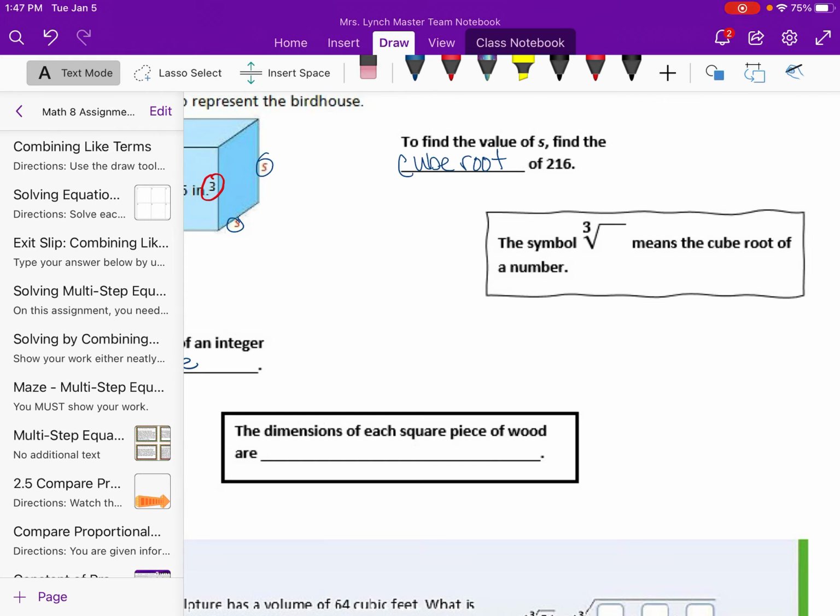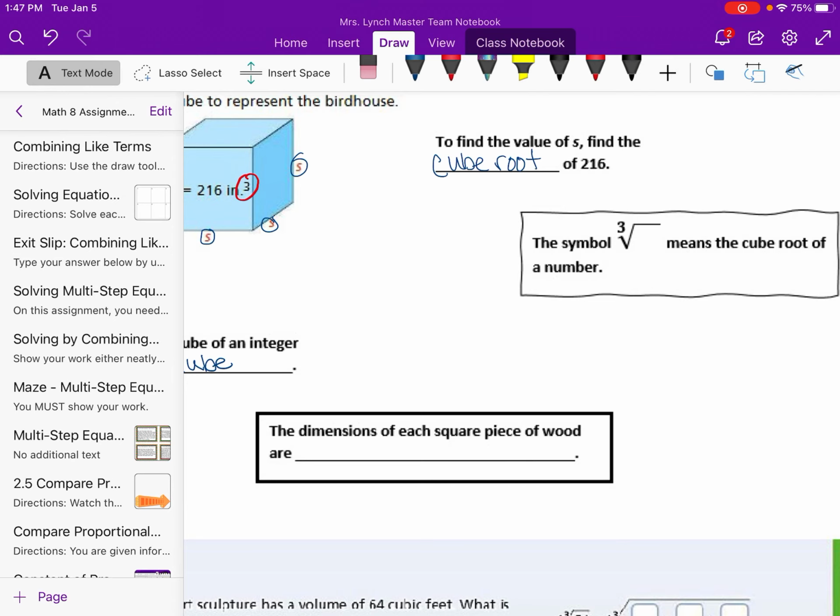This is the symbol for a cubed root. The little check mark symbol, which is called a radical sign, with a little tiny 3 on the outside. That's very important, so that you can distinguish between that and the square root, which we'll talk about. Cubed root will always, always, always have that little 3 on the outside.